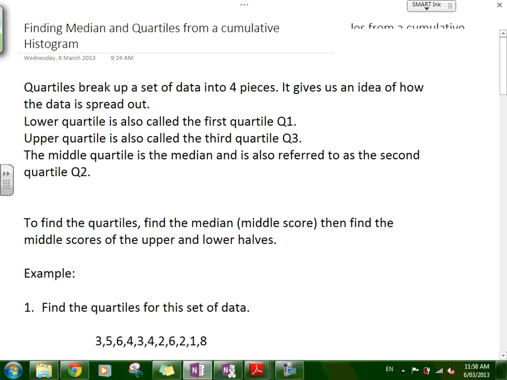So we're talking some more about quartiles from a cumulative histogram. I record all the lessons, so you have access to all the lessons, all the notes. I'll give you the access. Okay. So quartiles break up a set of data into 4 pieces. We spoke about that last lesson.